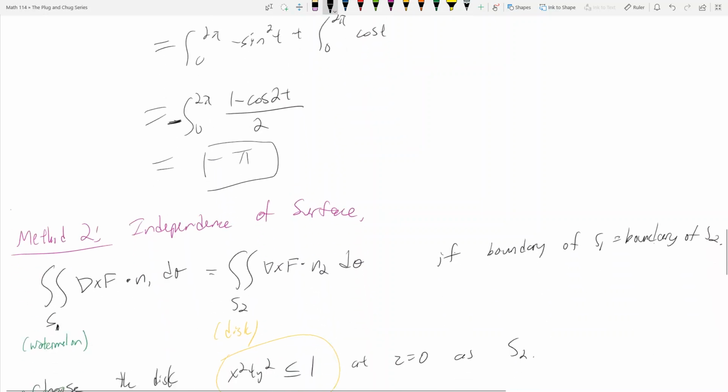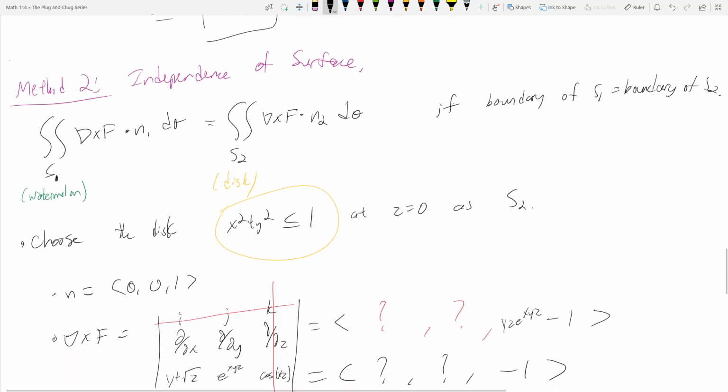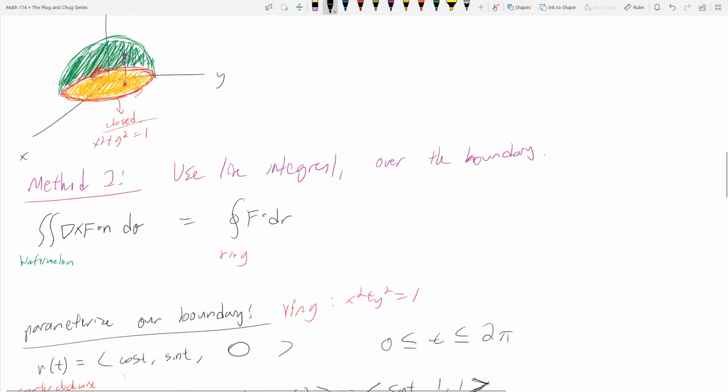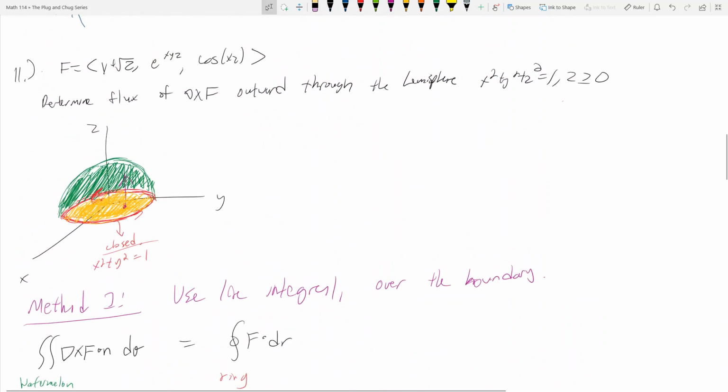So, independent of surface, what are the highlights? If S1 and S2 share the same boundary, then I can just find the curl of f dot n d sigma over this new surface, S2. And in our case, the green guy, the watermelon shell, is the first surface, and the second surface is going to be like a lid or a disc covering that watermelon shell. And so that's the yellow guy.